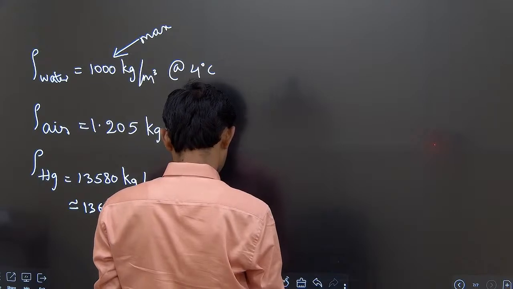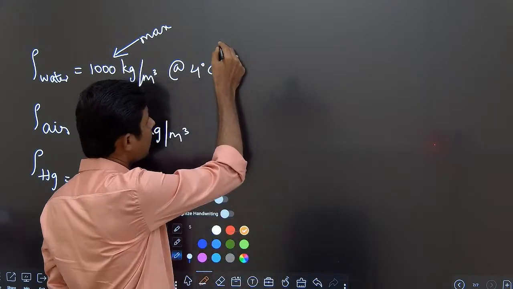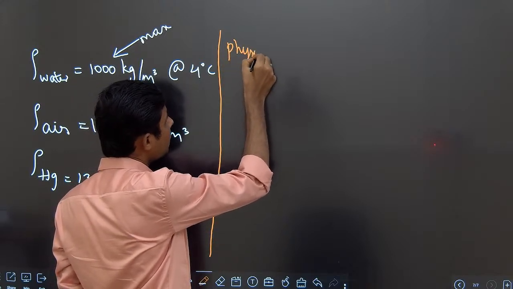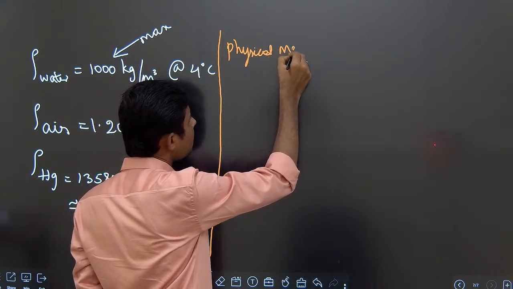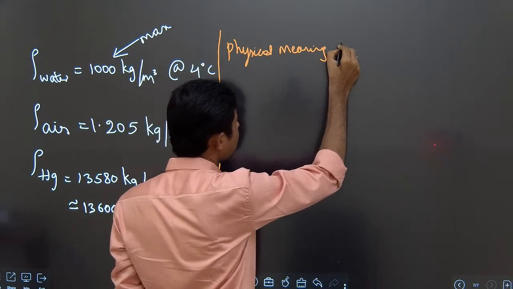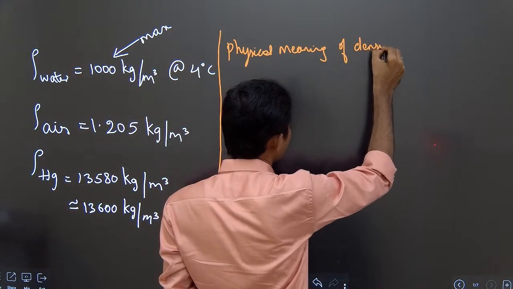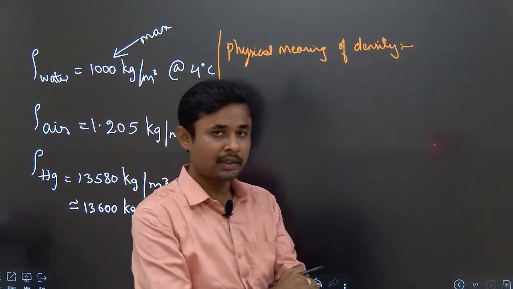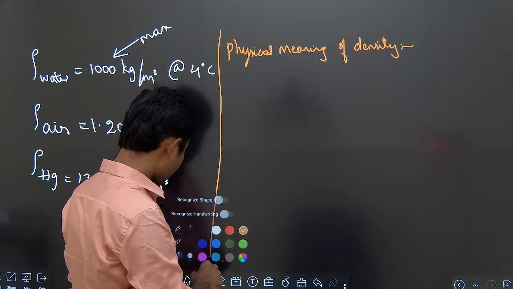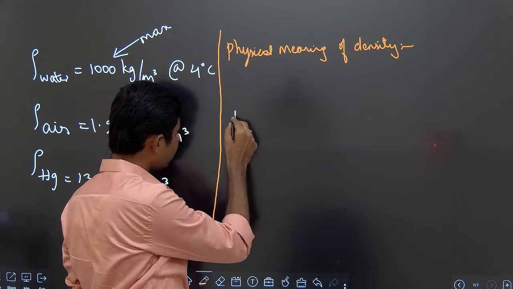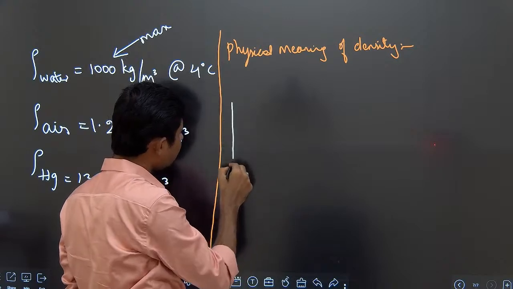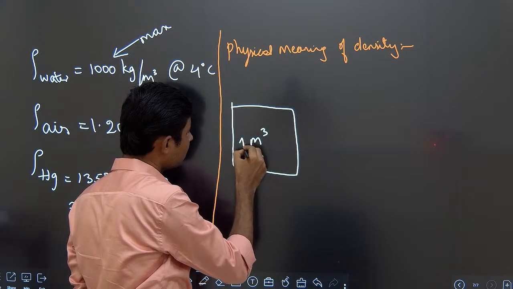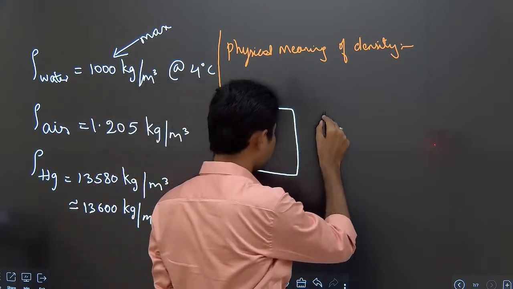Now, what is the physical meaning of density? Okay, what is the physical meaning of a density? Let us say we took 3 containers of 1 meter cube.